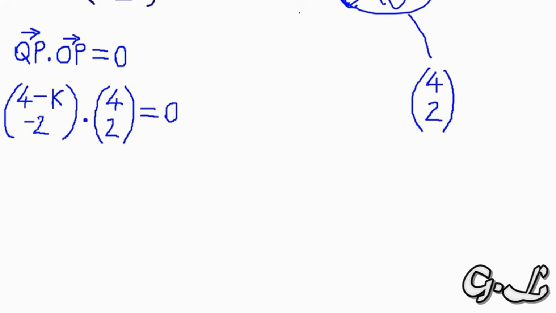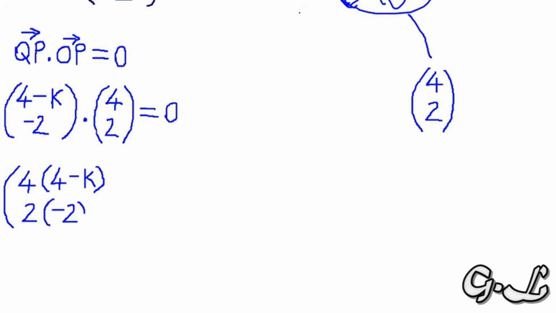So in such a case, we're going to consider 4 minus k and 4. We're going to consider the top part. So we're going to consider 4, open parenthesis, 4 minus k. Those are simply corresponding to each other, so they are going to be multiplied. And then we also have the bottom part. We have negative 2 and positive 2. So we're going to multiply these two. We're going to say 2, open parenthesis, negative 2. So we're going to do something like that.